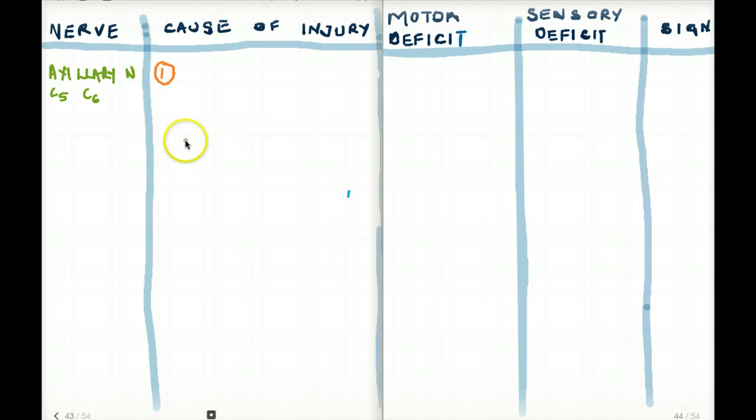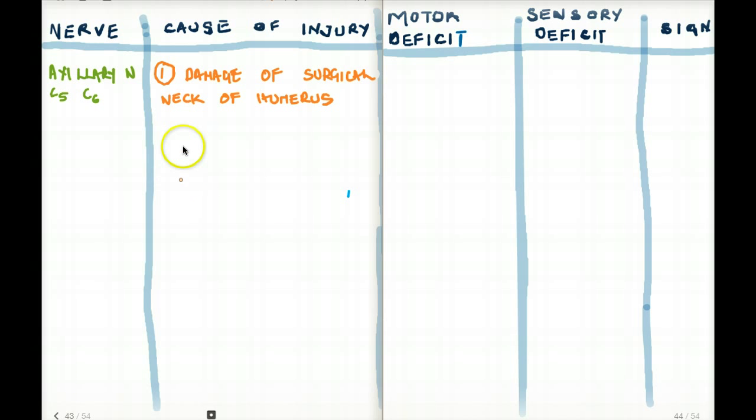So where exactly is the surgical neck? The surgical neck is right underneath. It's the neck area, obviously. It's this area over here, the surgical neck of the humerus. If that is damaged, then we are going to have axillary nerve damage.